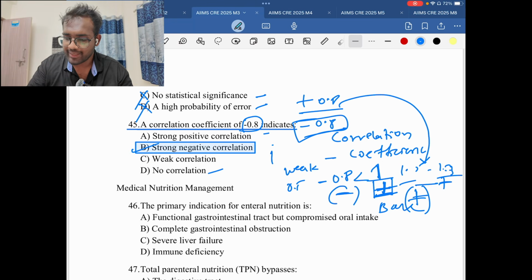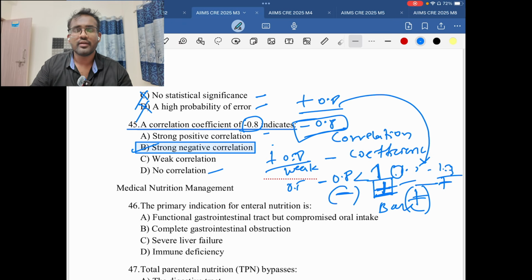If they ask plus 0.8, then it is near to the plus value, so it is called strong positive correlation. I hope you are getting the point. Sometimes it feels difficult, but remember, this is how easily I have understood it, and I am trying to make you understand.